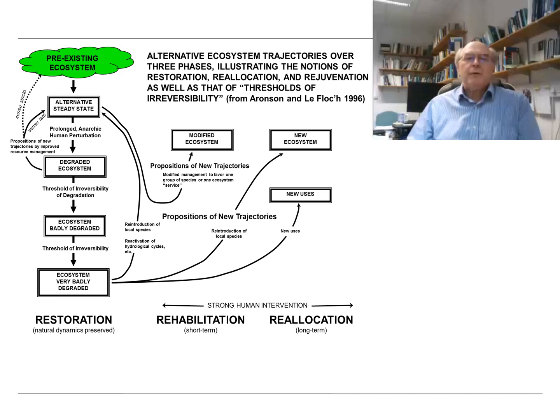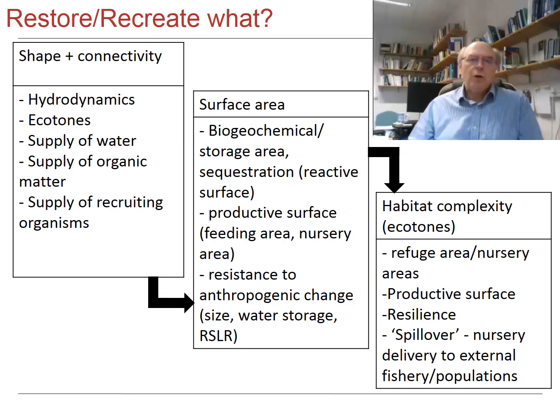We have to think about the trajectories of recovery, the way a system resists change, and then the way that it's resilient to change. It bounces back after some sort of change. So we're interested in these trajectories of recovery. And there's been a lot written about these now. So what do we restore? What do we recreate in all this?